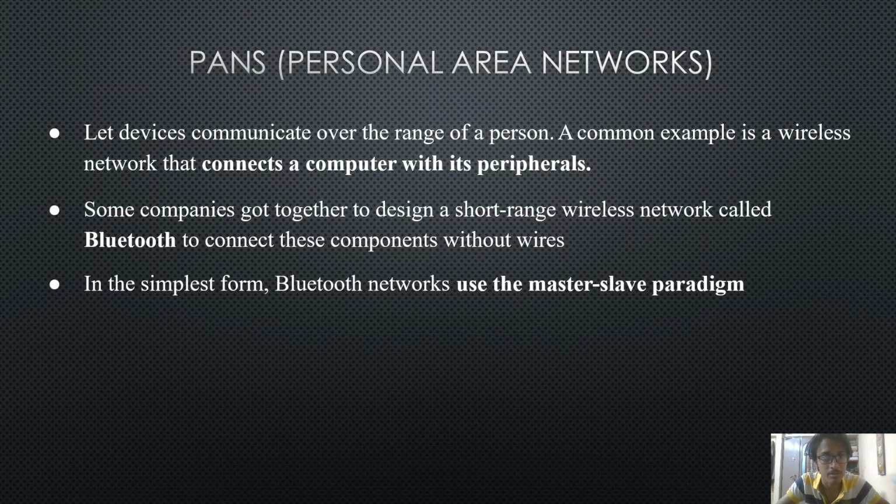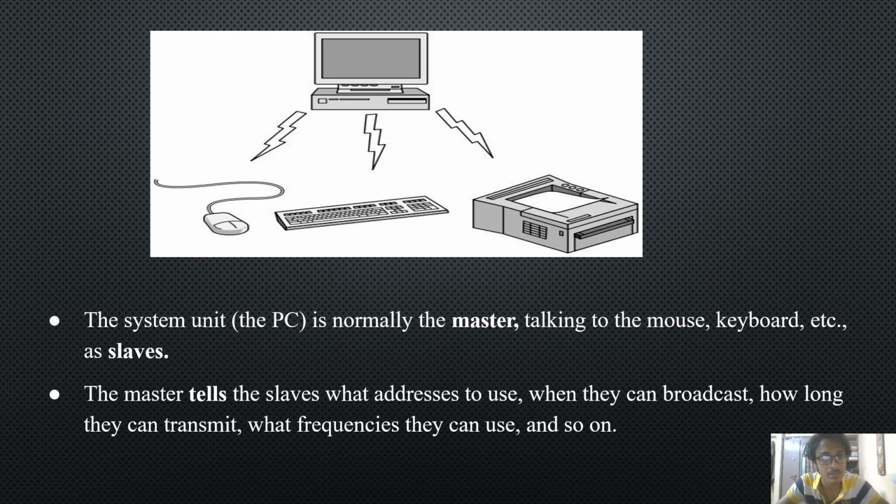PANs, personal area networks, are basically what you use in your homes. They let devices communicate over the range of a person. A common example is a wireless network that connects a computer with its peripherals. Some companies got together to design a short-range wireless network called Bluetooth to connect these components without wires. In the simplest form, Bluetooth networks use the master-slave paradigm. The system unit is normally the master, talking to the mouse, keyboard, etc. as slaves. The master tells the slaves what address to use, when they can broadcast, how long they can transmit, what frequencies they can use, and so on.